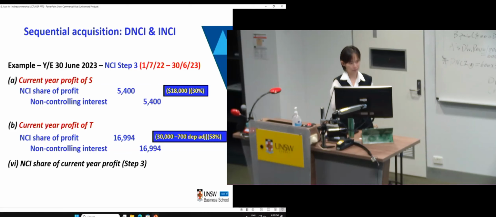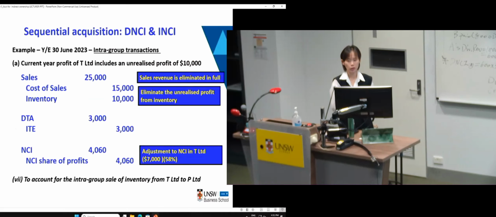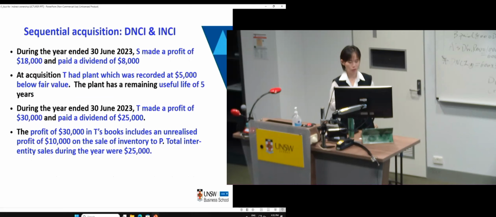Now move on to stage two. You need to identify all the intragroup transactions that occurred in the current year, and pay attention to who recorded the profit or loss on this intergroup transaction. This is a current year transaction, right? In the current period, T sells inventory, to whom doesn't matter, right? It's an intra-group sale. So T sells to whom? To P, to the parent.